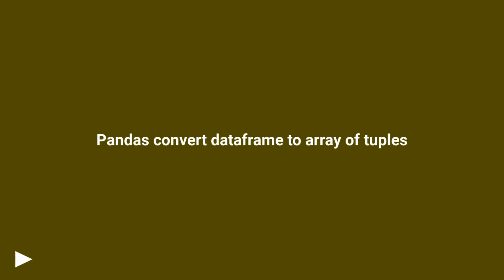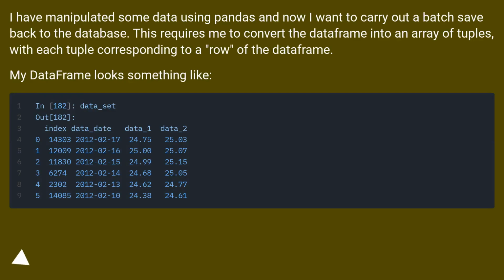Pandas convert data frame to array of tuples. I have manipulated some data using Pandas, and now I want to carry out a batch save back to the database. This requires me to convert the data frame into an array of tuples, with each tuple corresponding to a row of the data frame.